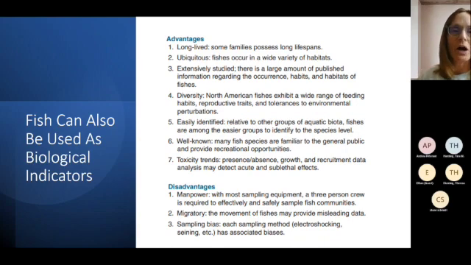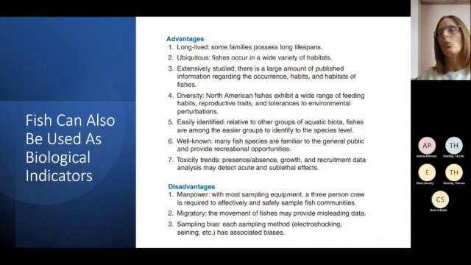Also, fish occur in a wide variety of habitats, and they've been extensively studied on their habitats and their behavior. Also, there's a wide diversity of fish that live in different habitats, that feed on certain organisms, how they reproduce, and again, their tolerances to different environmental stressors. Again, these are relatively easy to identify compared to some other aquatic biota.